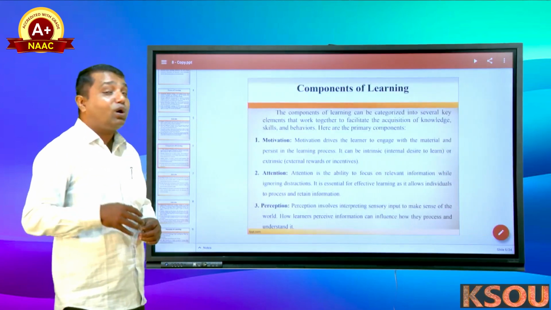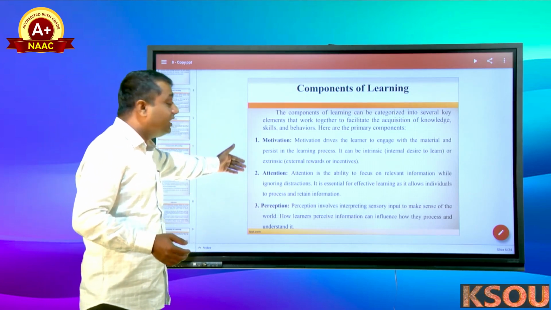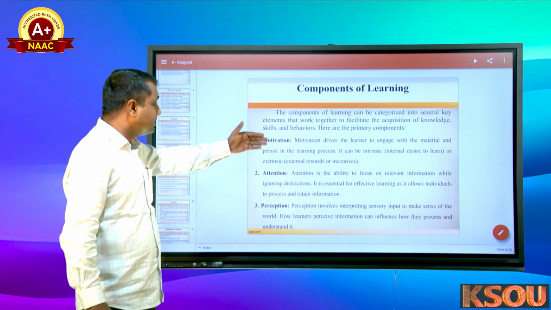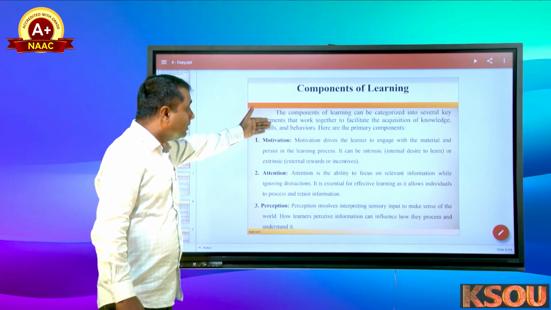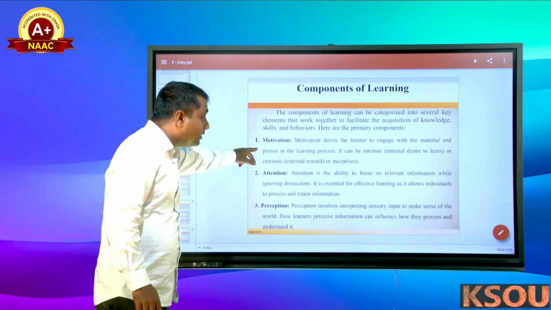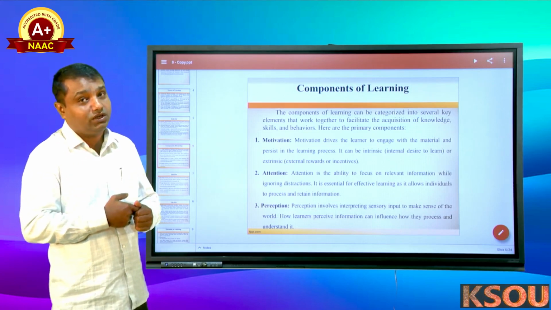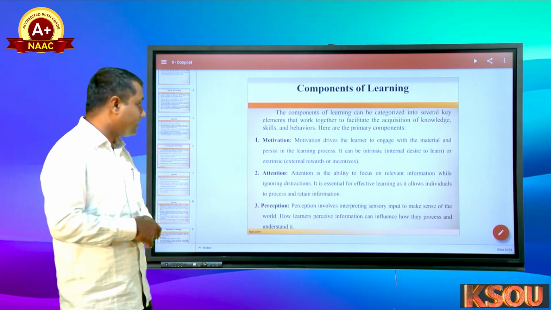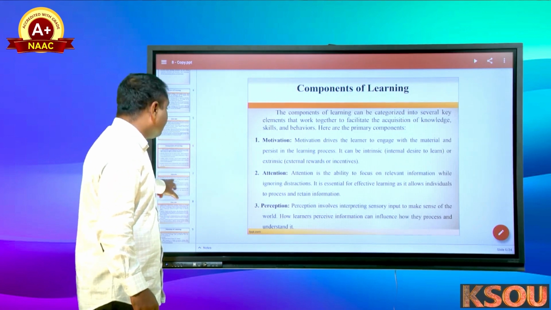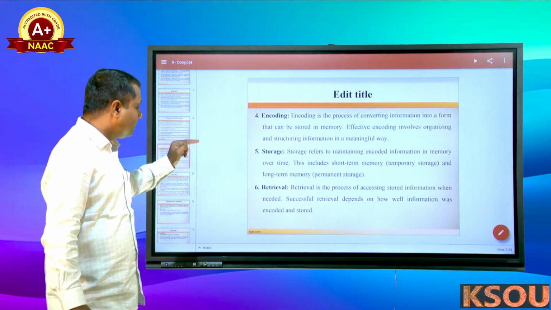What are the components of learning? These are the components of learning. It is categorized into several types. Key elements work together to facilitate the acquisition of knowledge. One is motivation, which is intrinsic or extrinsic motivation, as we discussed in the previous classes. Second is attention, third is perception, fourth is encoding, storage, and retrieval.